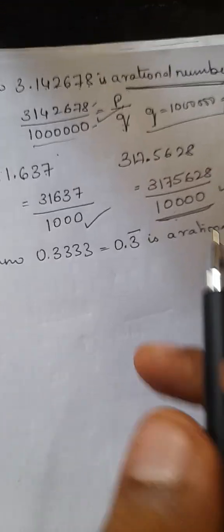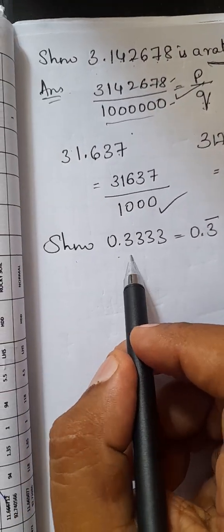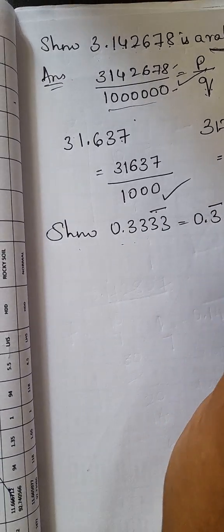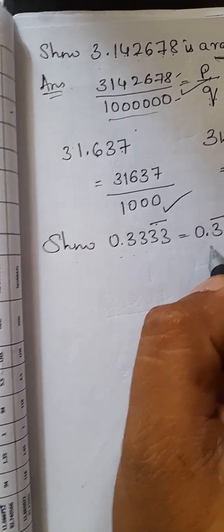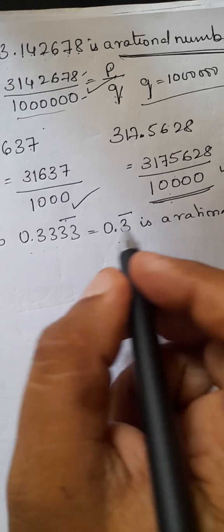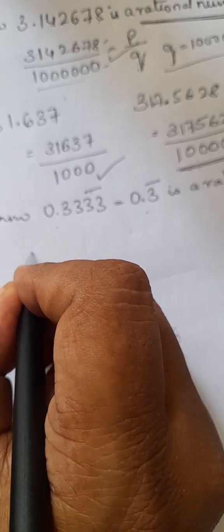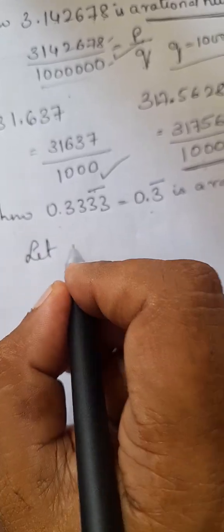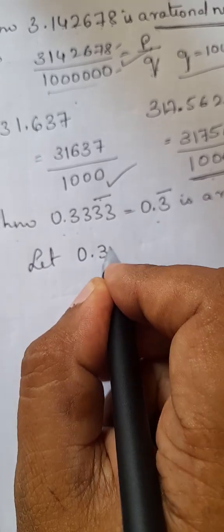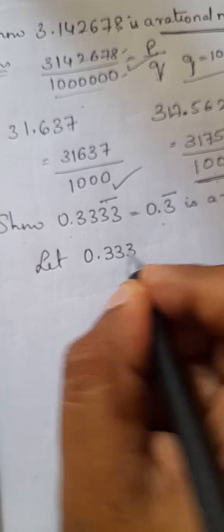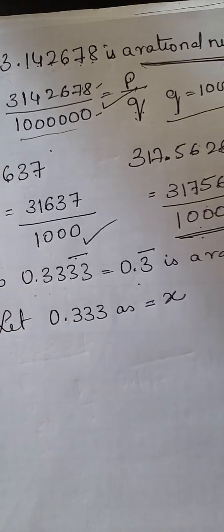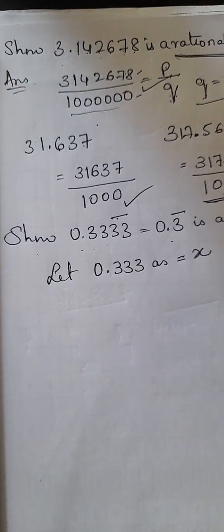Fine. Now the second question: show that 0.333... is a rational number. This is again a recurring number. So this 0.333... can be represented as a fraction, and you have to prove that it's a rational number. How do you prove this? So now you know that. Let us take 0.333... as equal to x. Okay, what am I doing here?